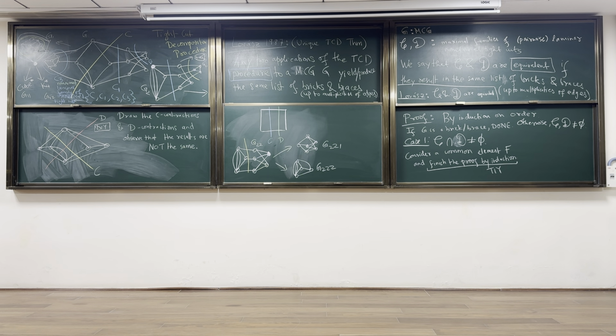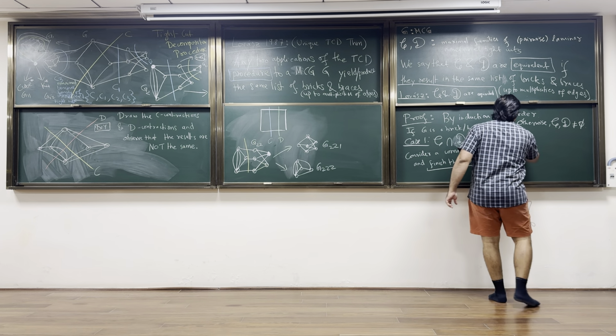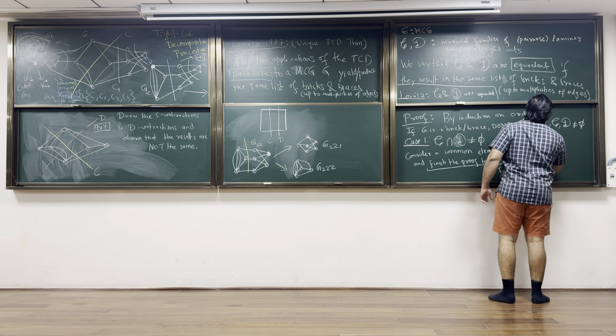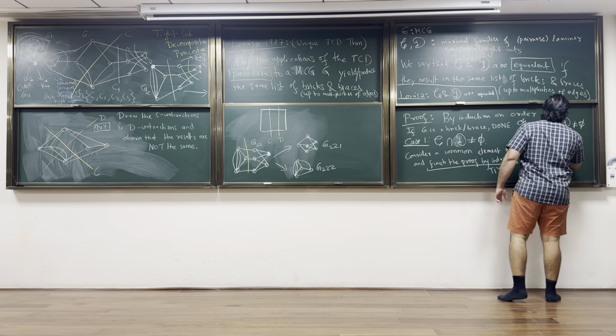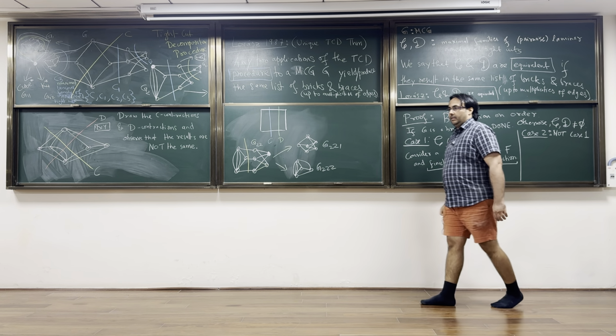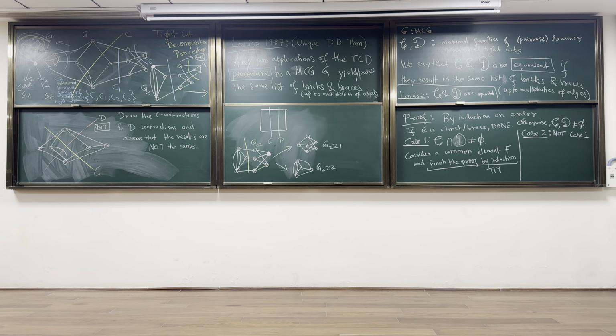Supposing they have no common cuts. There's no common cut between these two families, then the intersection is empty. Then we still need to work. Case 2 is not case 1. So we still need to work with this case.